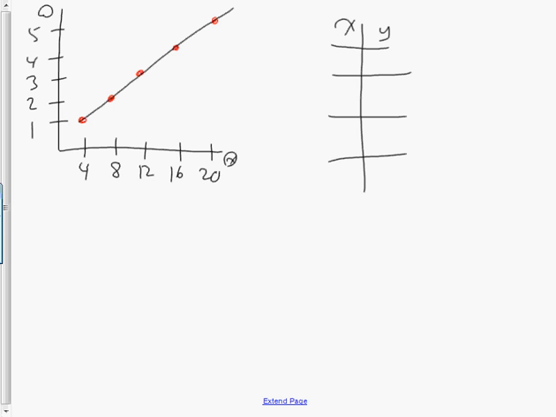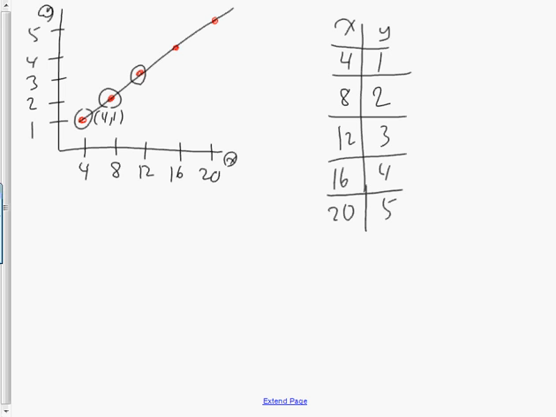So the first one, since this is your x-axis and this is your y-axis, the first point is this one right here. On your x-axis it is 4, and on your y-axis it is 1. So the first point is (4, 1). Your second point right here would be an 8 on the x-axis and a 2 on the y. Your third point would be (12, 3), and the fourth point would be (16, 4), and since there is a fifth point, it is 20 on the x-axis and 5 on the y. So the first thing you need to be able to do is plot those points on a table of values.